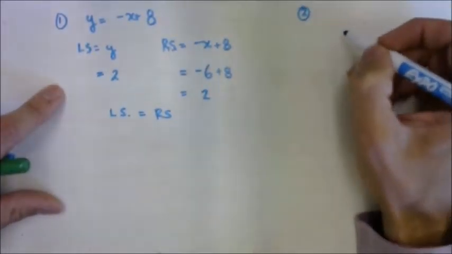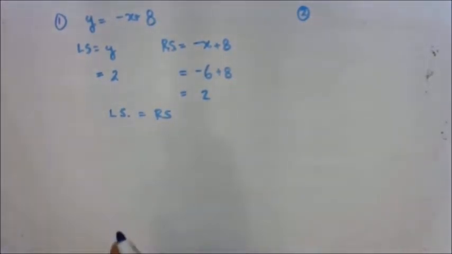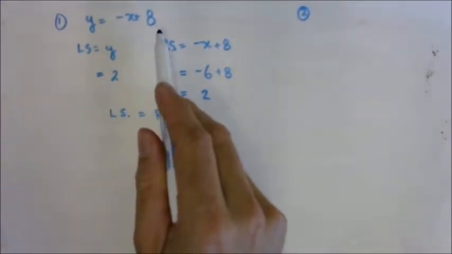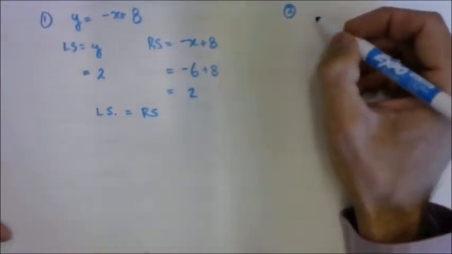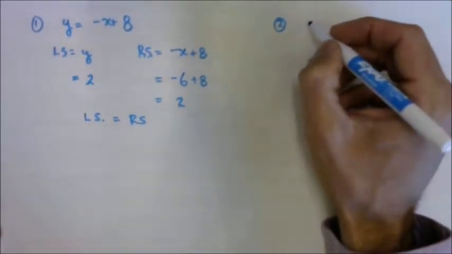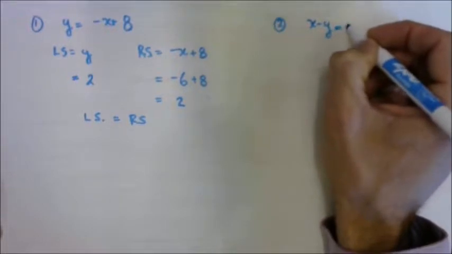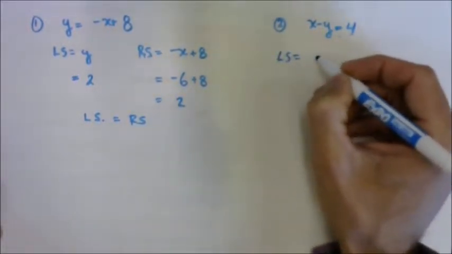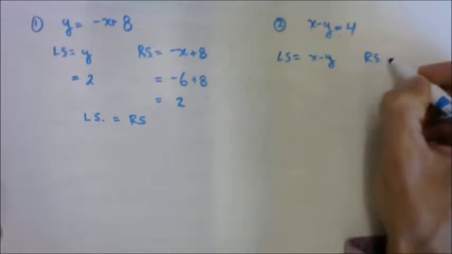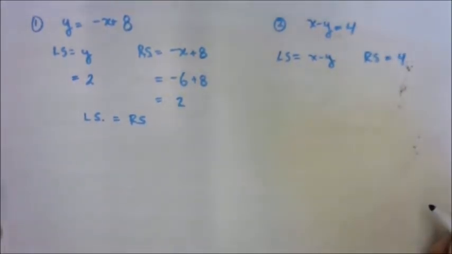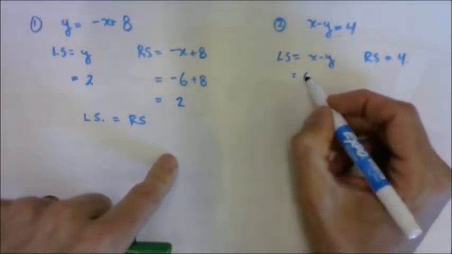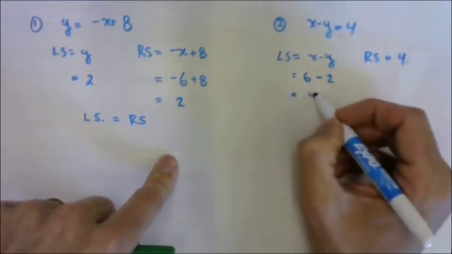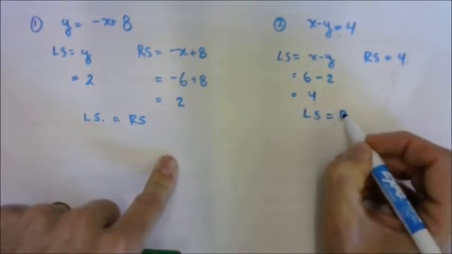Well, let's see if this is also true. That means that the point 6, 2 is on the line y equals -x plus 8. But in order for it to be the point of intersection, it has to be on both lines. So the second line that we were dealing with was x minus y equals 4. So here the left side is x minus y, and the right side is 4. So if 6, 2 is on the line, it will satisfy this equation, and we will get left side equals right side. X was 6, y was 2, and that equals 4. So our final statement, left side equals right side.